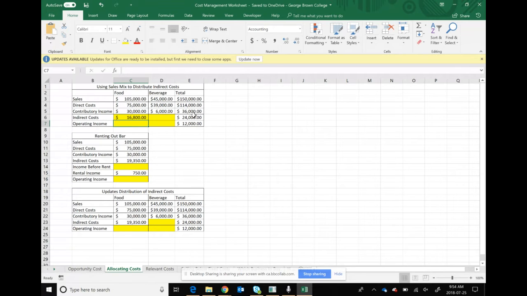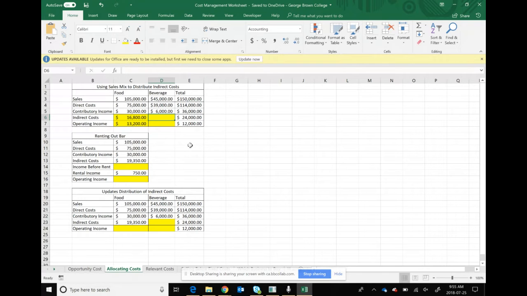Now that we've allocated these indirect costs to our dining room, we can calculate our operating income for the dining room. So if we take our contributory income and subtract our indirect costs, we get an operating income of $13,200. So as of right now, our dining room is making some good money. I'm not sure what kind of period this is, maybe this is a week, maybe this is a year, but at first glance, our dining room is making money. This is good.